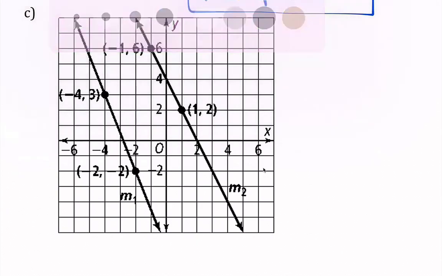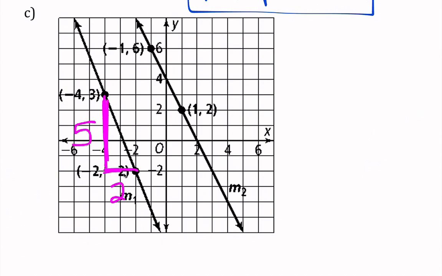Let's use these 2 points. Look at this line. Here's my 2 points. I'm going to turn it into a triangle. I know it rises 1, 2, 3, 4, 5 squares, and it runs 1, 2. It's going down, so it's negative.